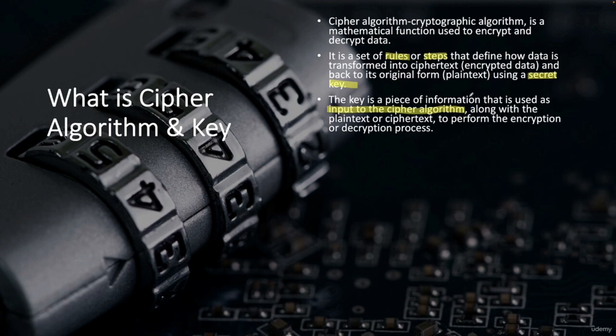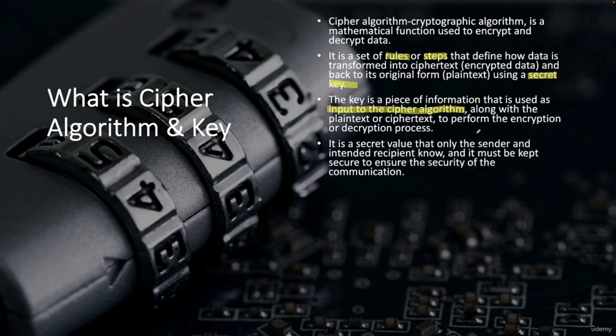So normally, most of the time, we consider large prime numbers. We are not talking about prime numbers like 3 or 5 as my keys. They are really, really large prime numbers which are used as keys, right? So it clearly says the key is a piece of information that is used as an input to the cipher algorithm along with the plain text or ciphertext to perform the encryption or decryption process, right?